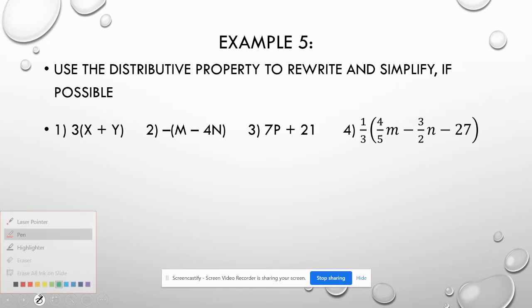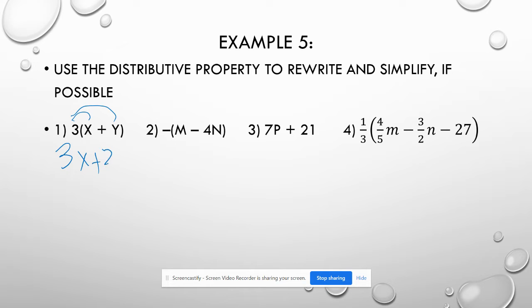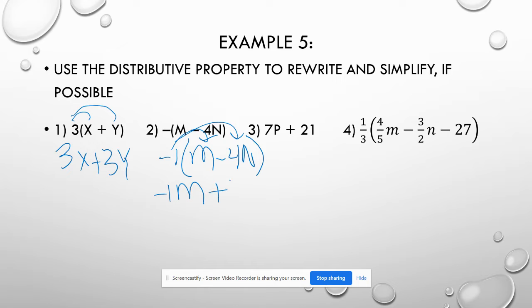We can rewrite these using the distributive property. Distribute the 3, we would have 3x plus 3y. These are not like terms, so I can't do anything more with that to simplify to a single term. For number 2, that negative in front is the same as a negative 1 times m minus 4n. So if we distribute that negative 1, we have negative 1m and positive 4n.